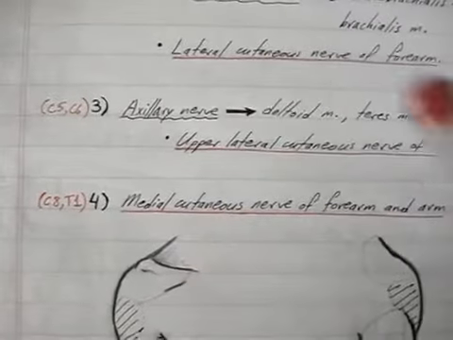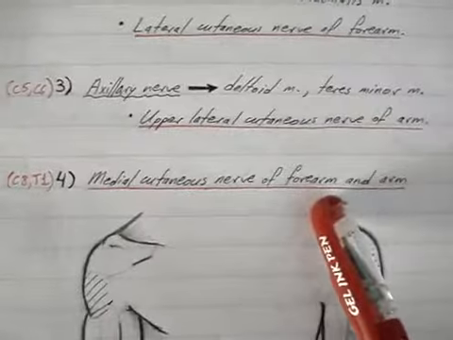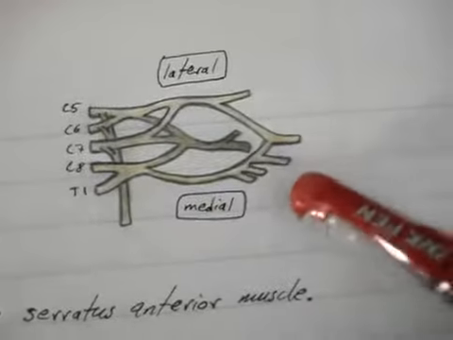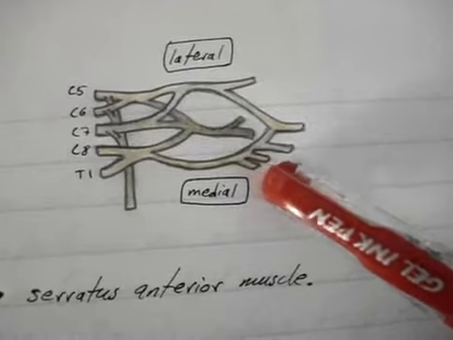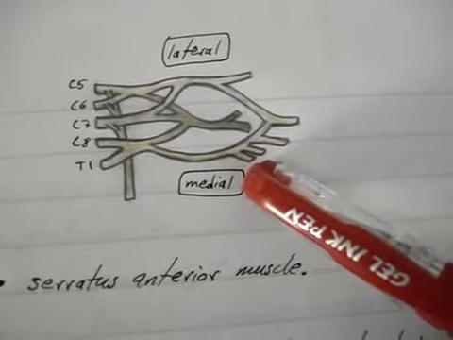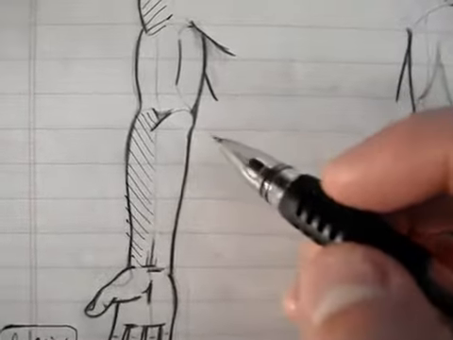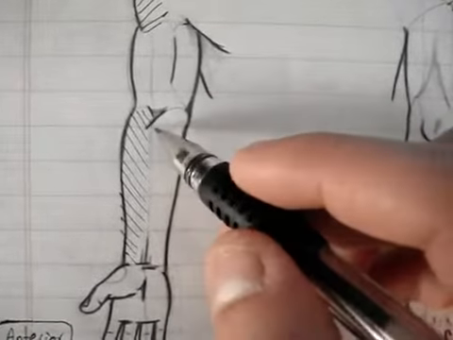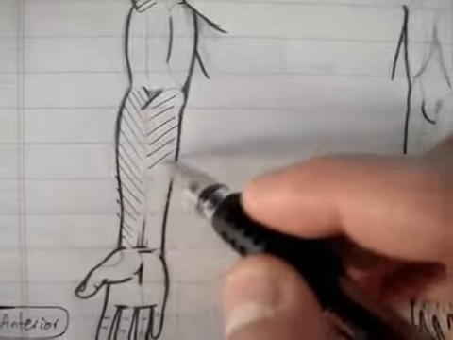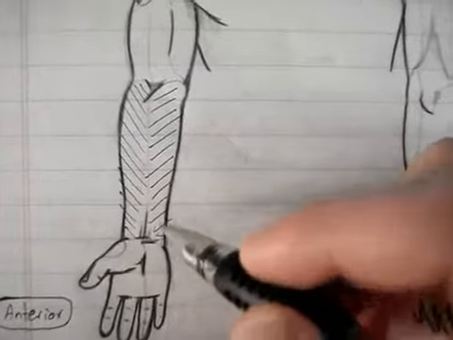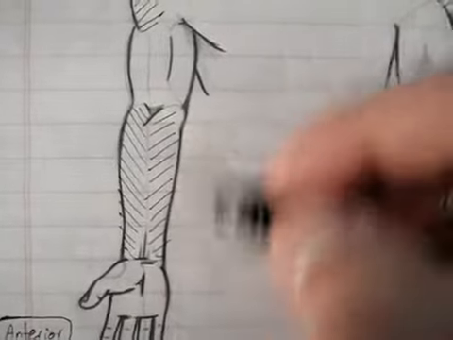Next is the medial cutaneous nerve of forearm and arm. Remember, we said these two here are the medial cutaneous nerve of forearm and medial cutaneous nerve of arm. C8, T1 for both of them. The medial cutaneous nerve of forearm is, like its name implies, on the medial side of the forearm. So this half here. That was the lateral cutaneous nerve of forearm, this is the medial cutaneous nerve of forearm. You can see the medial also here.